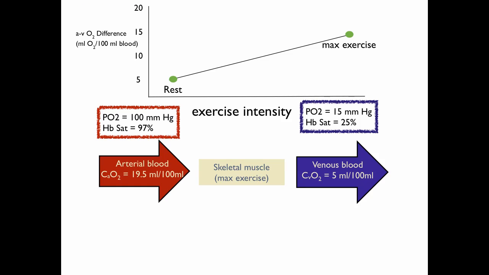So now, delivery is still the same, 19.5 mLs of oxygen per 100 mLs of blood, but the content of oxygen in the vein is much less, 5 mLs of oxygen per 100 mLs. That means there's a lot more oxygen that has gone into the skeletal muscle, 14.5 mLs of oxygen per 100 mLs of blood. That's our AVO2 difference during maximal exercise. And you can see that that increases as exercise intensity increases.